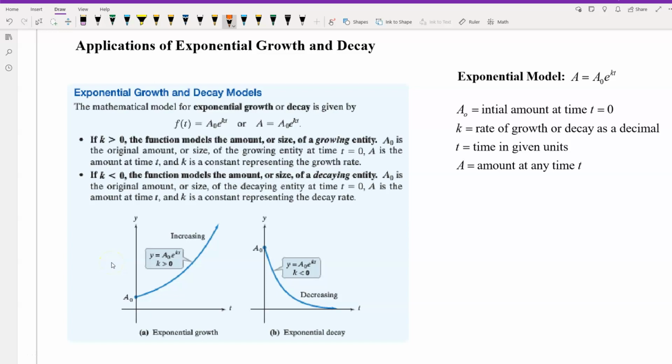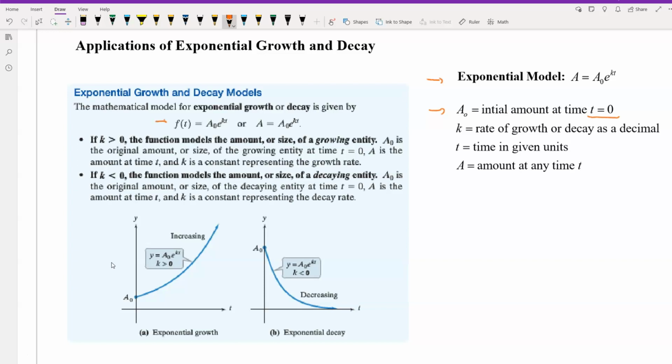Applications of exponential growth and decay. So here on this part we have the exponential model, and that is A equals A sub 0 times e power k times t. A sub 0 is the initial amount at time t equal to 0. k is the rate of growth or decay as a decimal. t is time in given units. A is the amount at any time t.